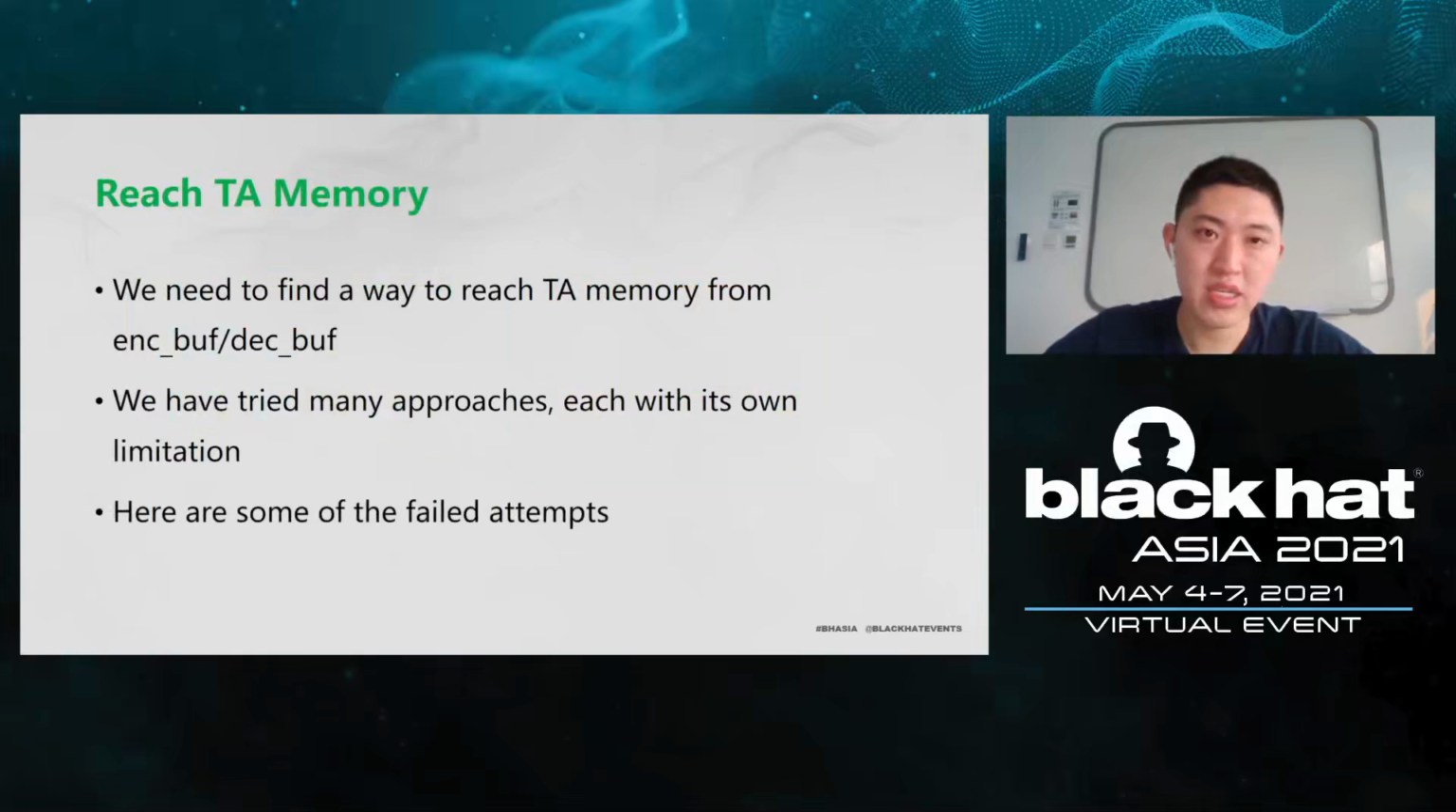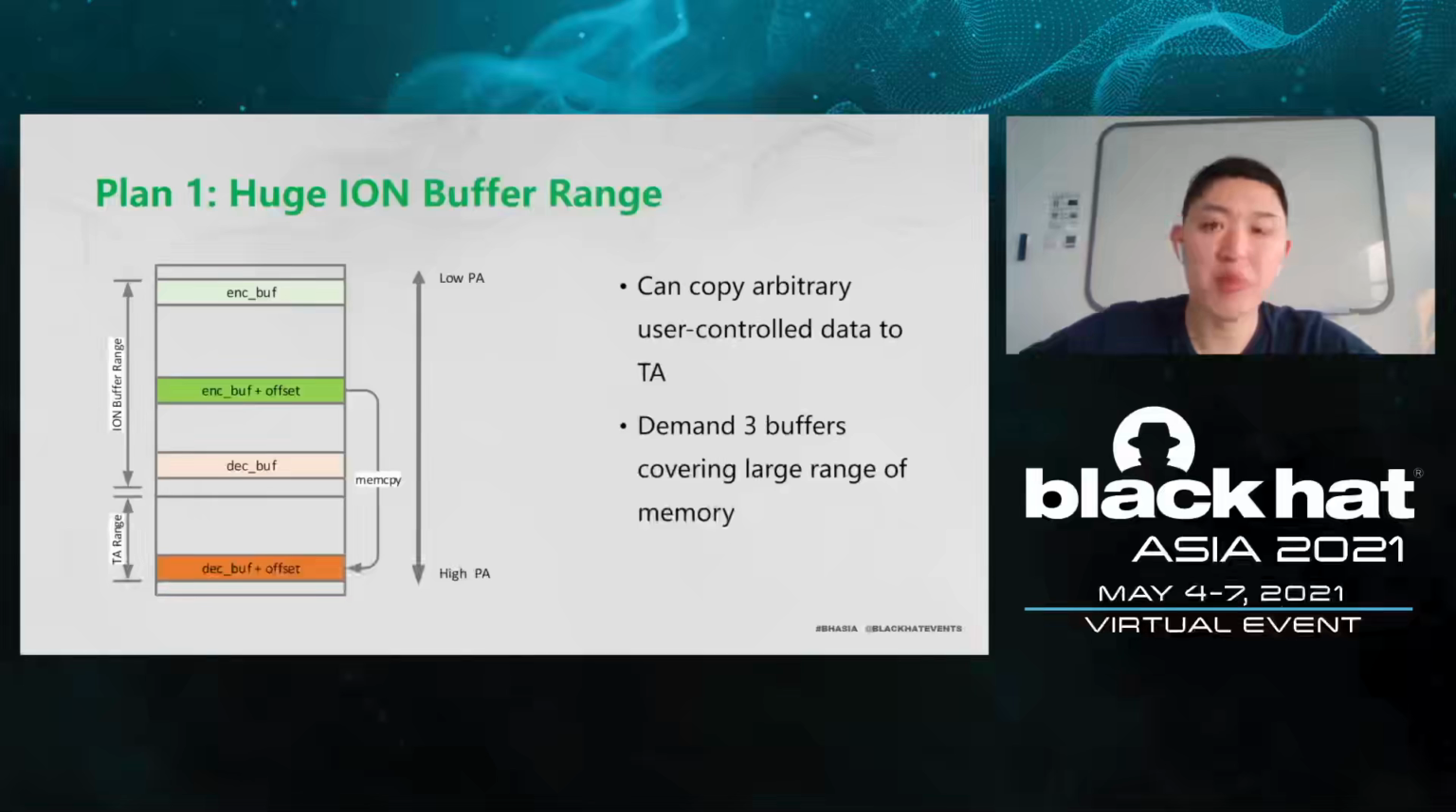Well, we have tried many approaches, many models, many plans, but they all have their own limitations. Here are some of my failed attempts. Here, we need a very huge buffer range that will contain the encrypt buffer plus an offset, and the decryption buffer plus an offset will reach the TA, and the memory copy will happen this way. It will need at least 3 buffers.